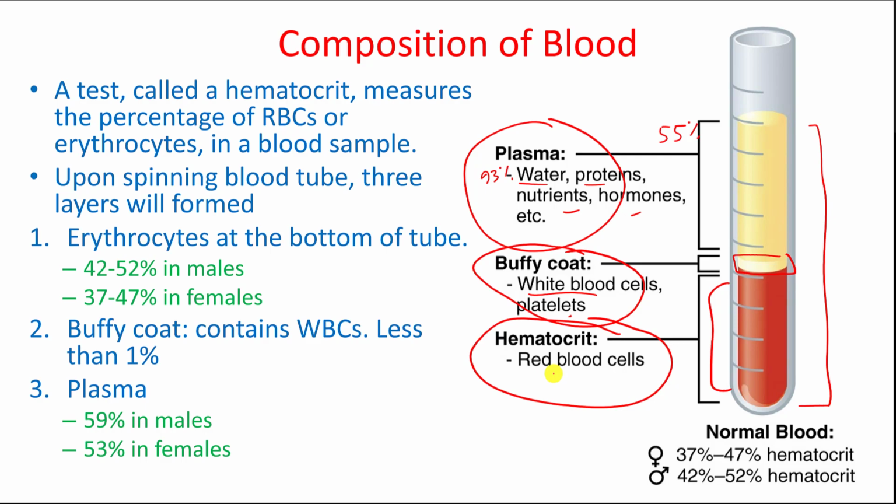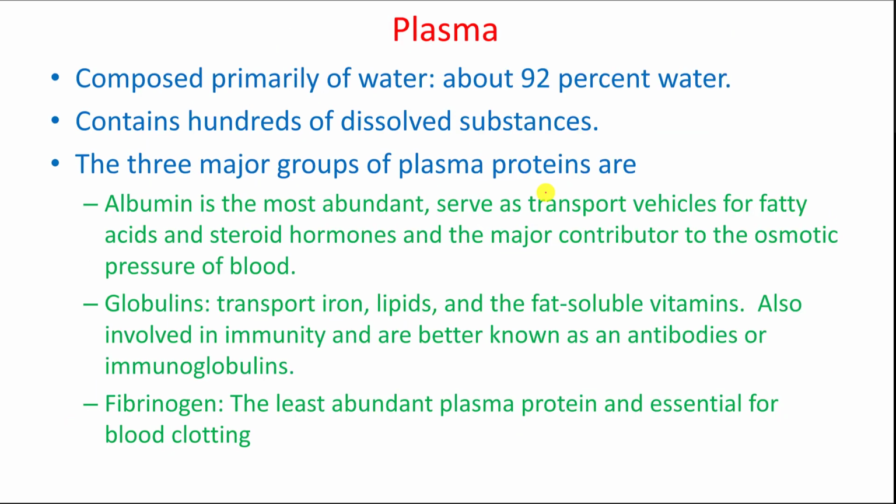And it should be like for a normal person between 37% to 47% in females. Whereas it's a little bit higher, between 42% to 52% in males. So that is the percentage of the hematocrit in the blood. And of course, those percentages would complete with the plasma to get the 100%. For the plasma, we said 92% of it is water. Also, it contains dissolved substances like ions, solutes, proteins, sugars, amino acids. All of those are dissolved in the plasma and transported through the plasma.